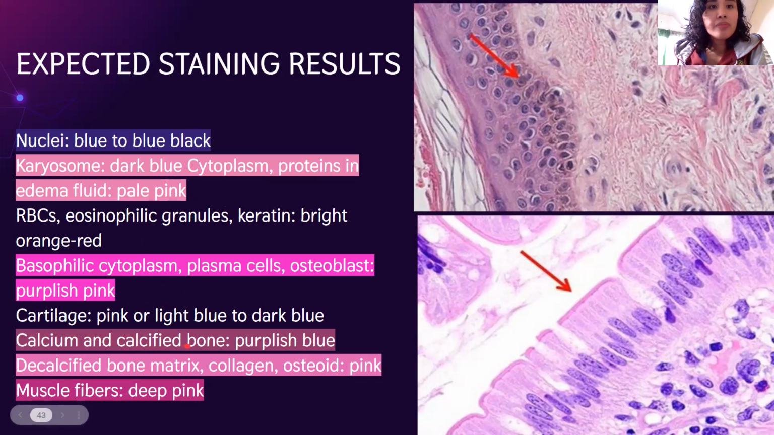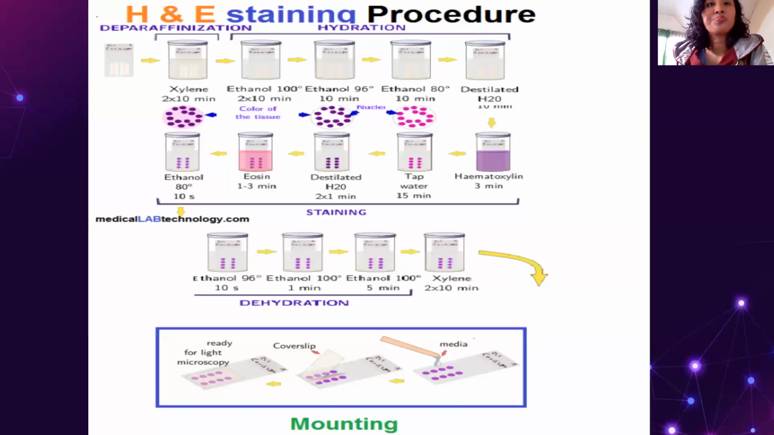Ito, pag calcified bone, purplish blue daw. Pag decalcified bone, pink. Muscle fibers, deep pink. Yan, parang yung uterus ng first slide. And so on. So this is H&E staining.